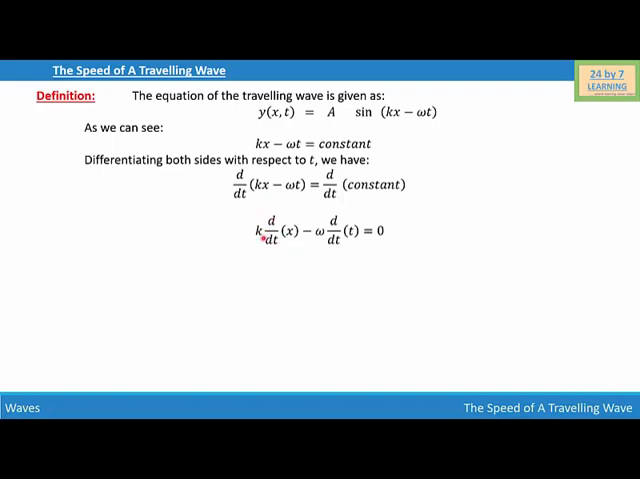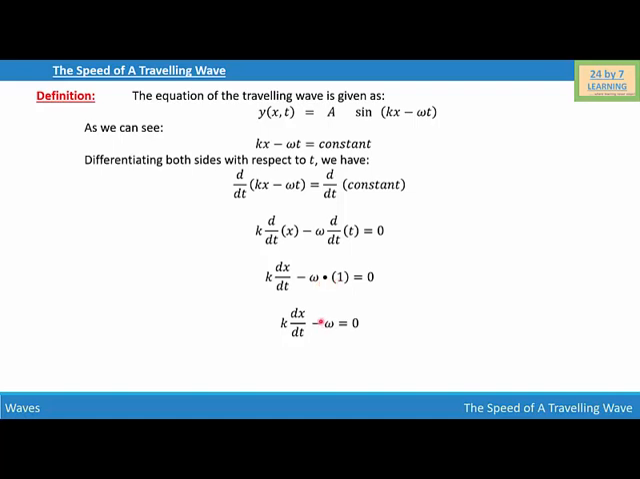x because k is a constant, so we should take k out, minus ω is again a constant, so ω will be out, and then we have d/dt of t is equal to 0 because d/dt of constant is equal to 0. Now d/dt of x is basically dx/dt, and d/dt of t is 1, so we can write k dx/dt minus ω times 1 is equal to 0. If we simplify further, we can write k dx/dt minus ω is equal to 0 because ω times 1 is equal to ω.